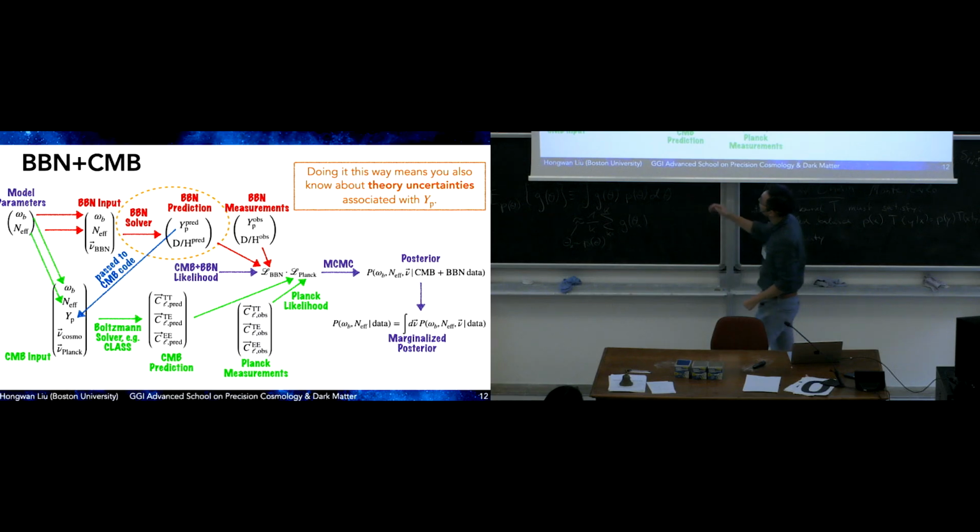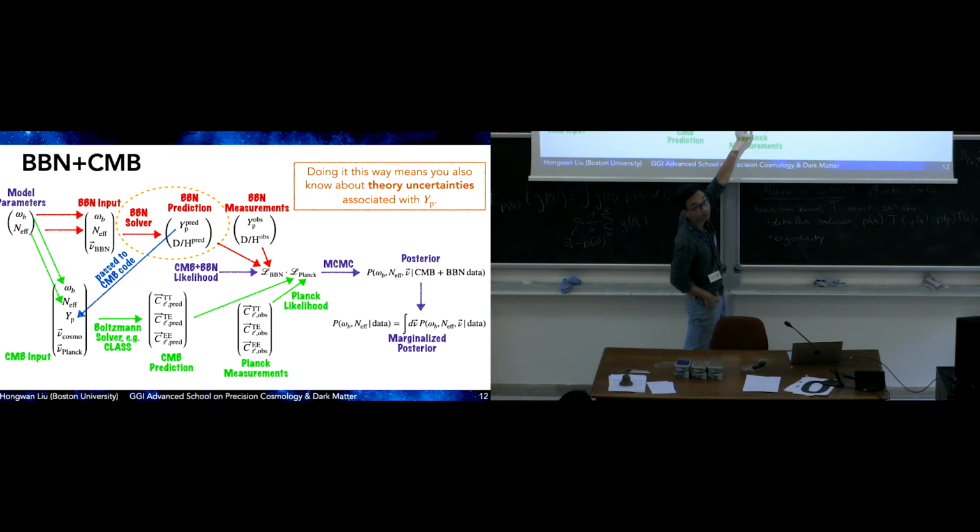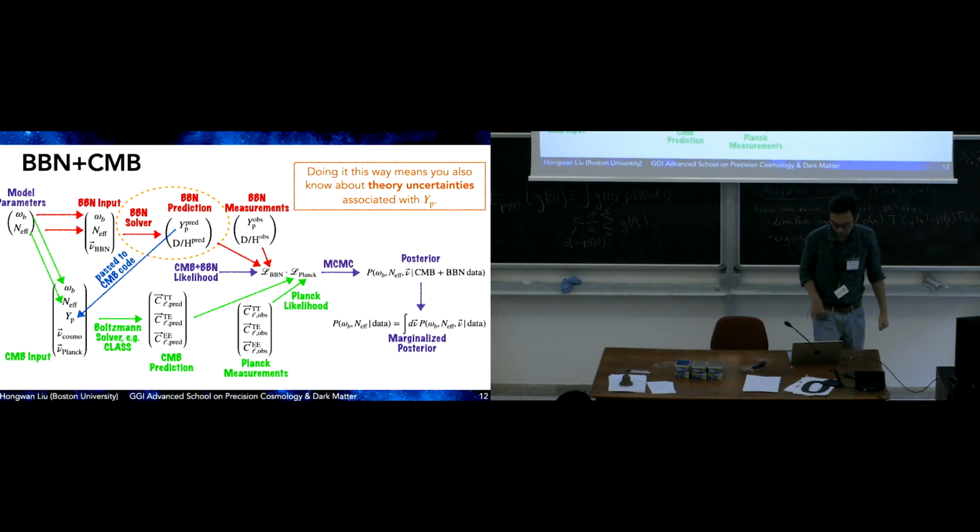Another thing is that you need to know that there are theory uncertainties associated with YP. One simplification that people did, for example in Planck 2018, is that they introduce the uncertainty associated with YP as an additional factor in the likelihood that accounts for theoretical uncertainty. But if you do it this way, you don't actually need that. LINX itself knows about theory uncertainties.